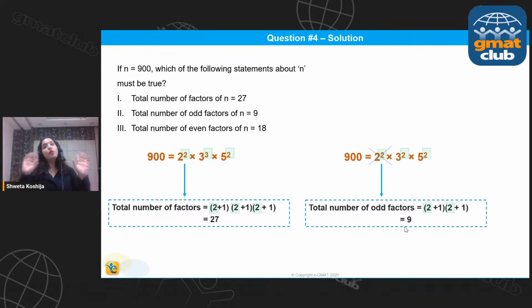Another question to all of you. If I have the total number of factors also, I have odd factors also, how am I going to get the number of even factors? Do I need a third formula or do I already have everything? Let's see who gets this. You raise 3 to the power 3 instead of 2.